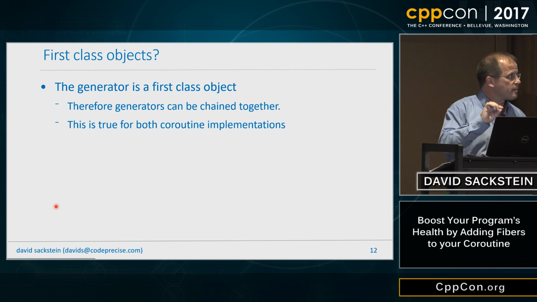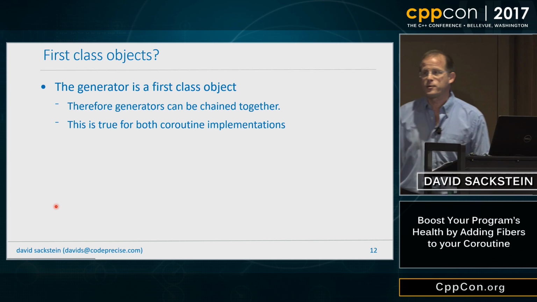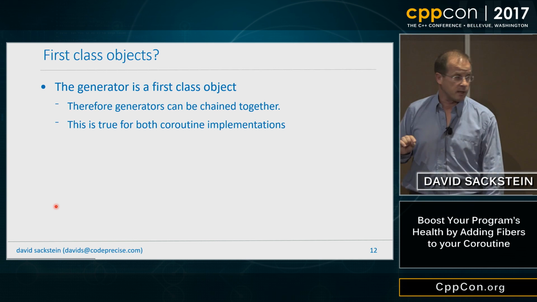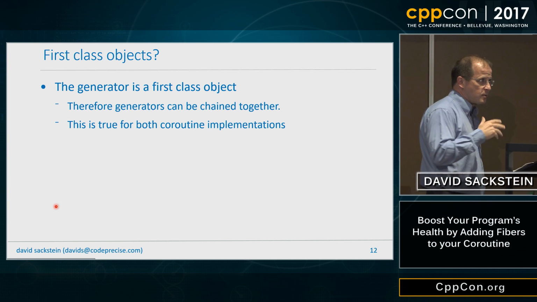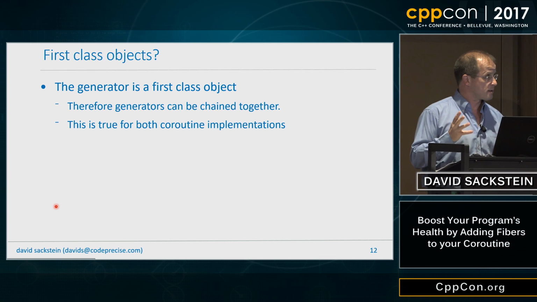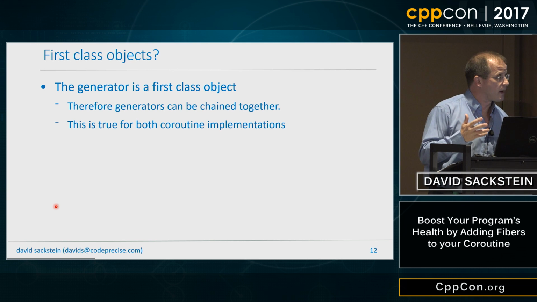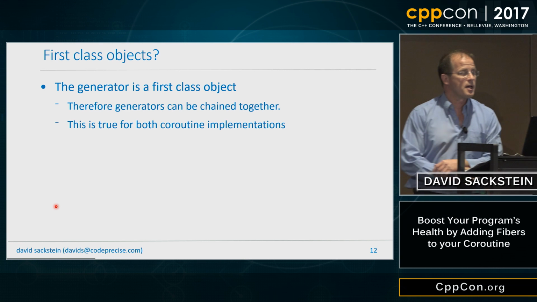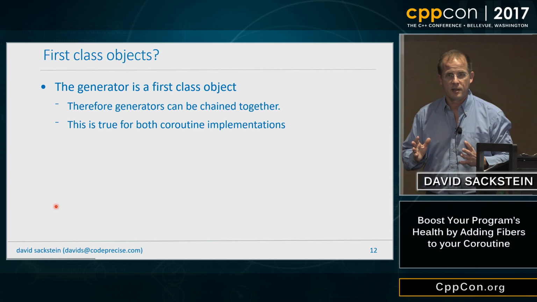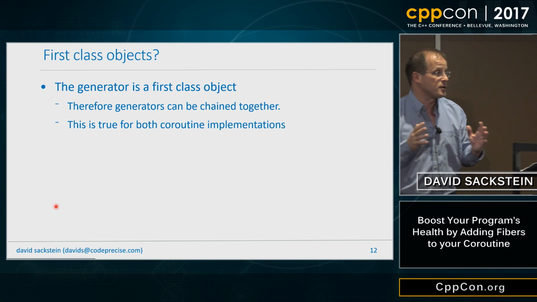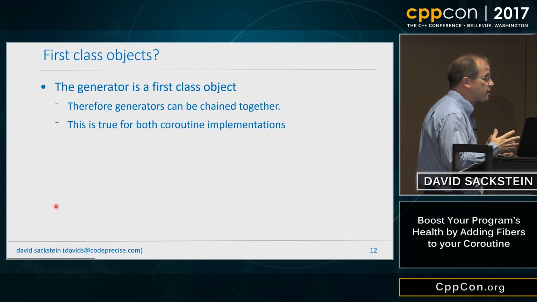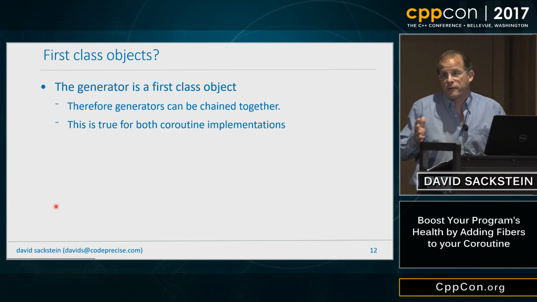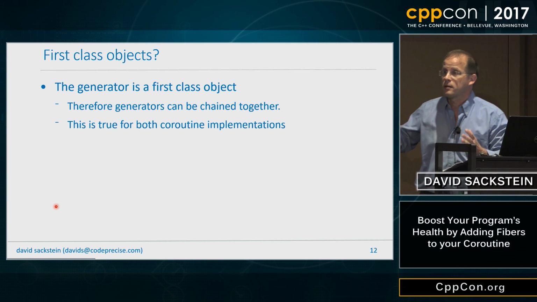Now, I want to point out something here about the objects that we are creating and that we are using. Which of these objects that we've seen are actually first-class objects? Can they be passed around by reference, by address? And the answer is that for both implementations, the generator is a first-class object. You can pass it around, and for as long as it is alive, you can pass around references to it fairly easily. This enables you to chain generators.